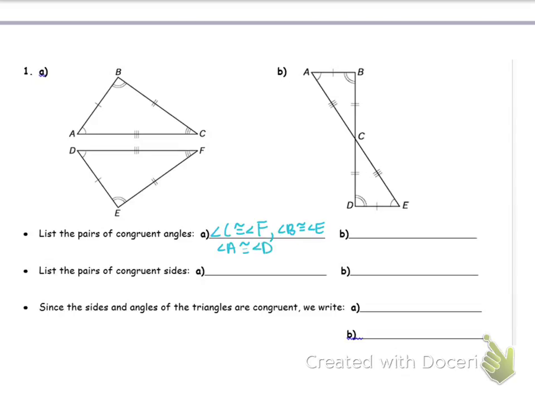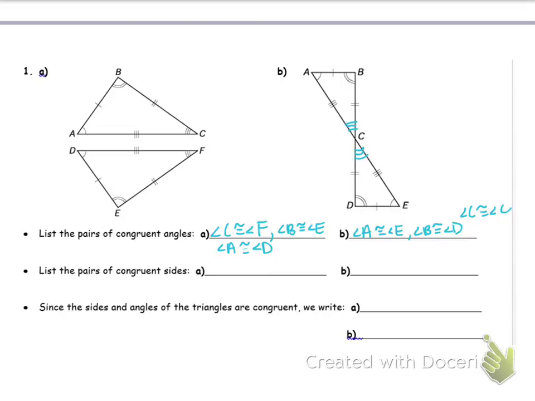Now I'm going to do my B picture. It looks like I got vertical angles in here, so those are actually congruent to each other. So when I do it, it looks like angle A is congruent to angle E. They're the singles. My doubles are B and D. Okay, and then my last set is C's. Then it says congruent sides.